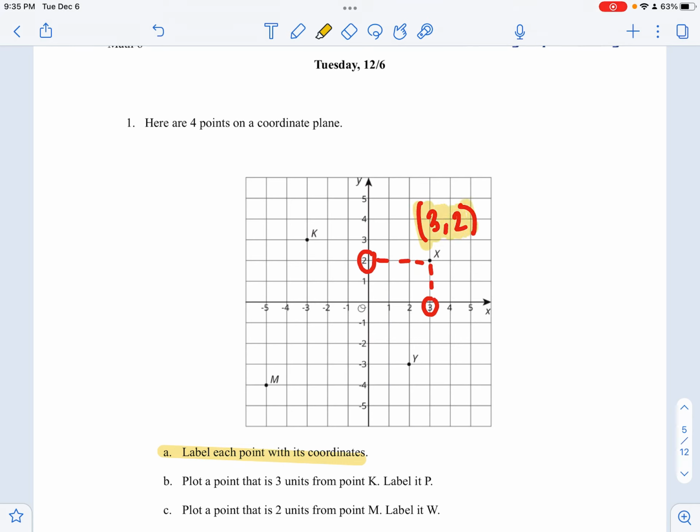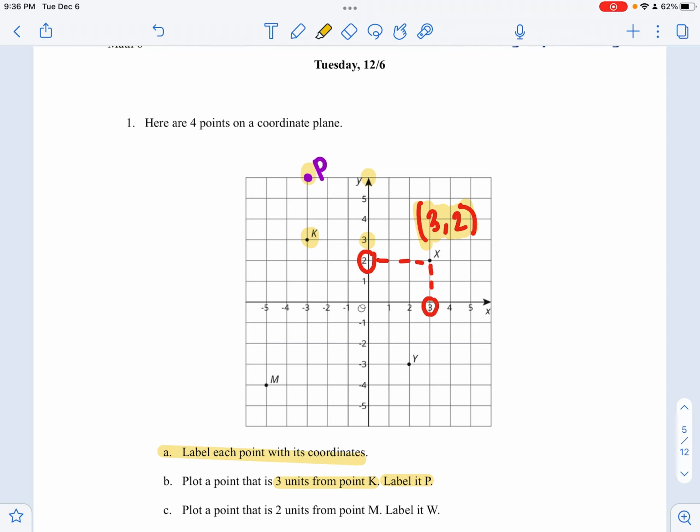In part B, it asks you to plot a point that is 3 units away from K. Label it P. Here's an example. I could plot a point that was exactly 3 units above point K, 1, 2, 3. And I would simply draw my coordinate and label it P. I know that it's 3 units away because the y-coordinate of K is 3, but the y-coordinate of P is 6, so it's 3 units higher.